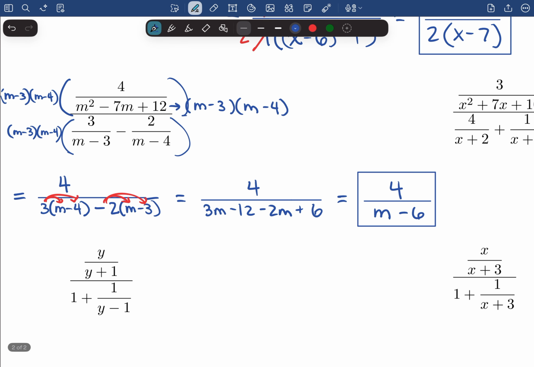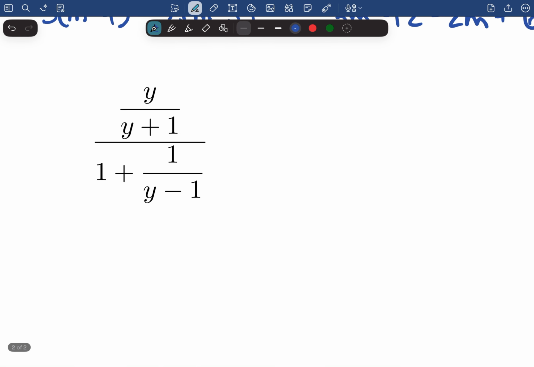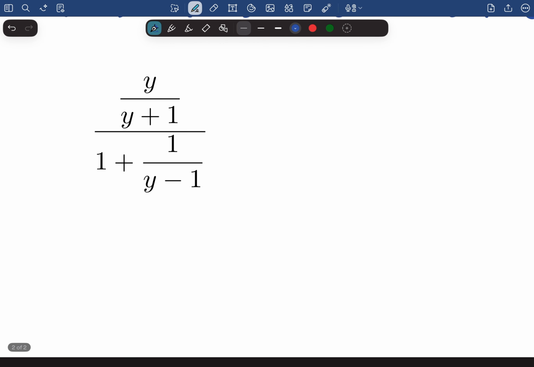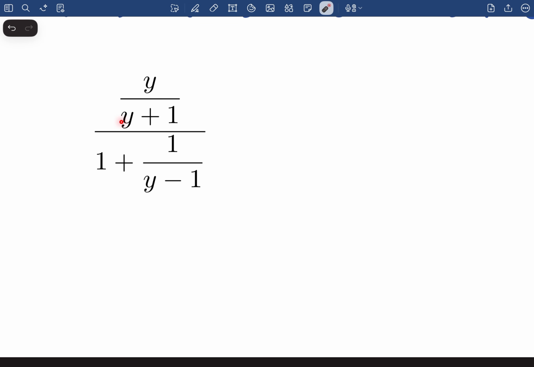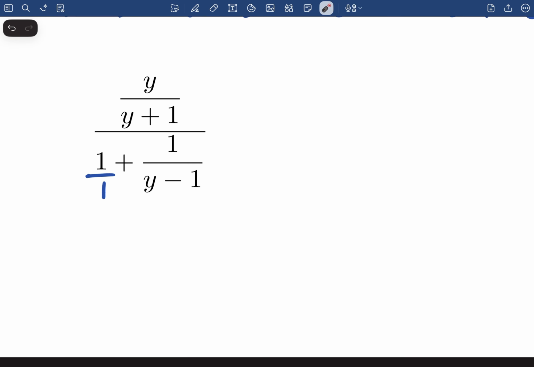All right, so let's just address one more for funsies. Great, here's the last one. Let's start analyzing the denominators. y plus 1 for this denominator, y minus 1 for this denominator. And you know what? Let's divide that 1 by 1 to create a fraction, so that we can see what its denominator is. Its denominator is 1. Anytime you see an integer, turn it into a fraction by dividing by 1.